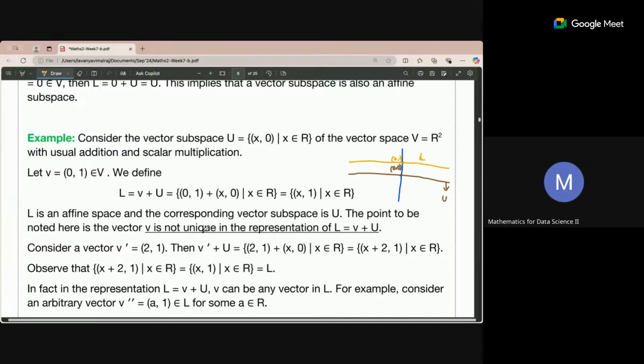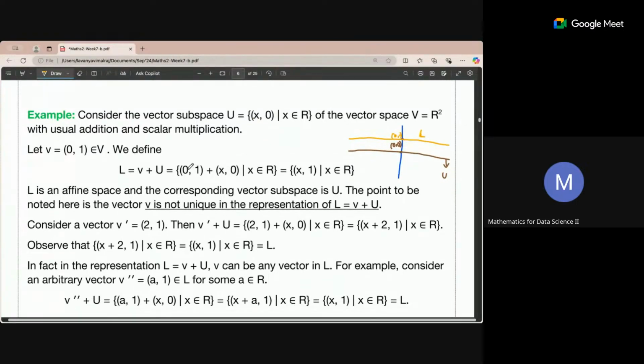The point to be noted is that V is not unique. Instead of (0, 1), if I take some other element of L, for example (2, 1), then V' plus U is (2, 1) plus (x, 0), which means (x + 2, 1). Are these two sets equal? Because x is varying over R in both scenarios, these two sets are the same. So this V in this representation of L is not unique.